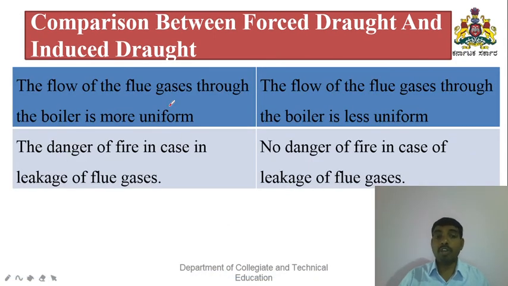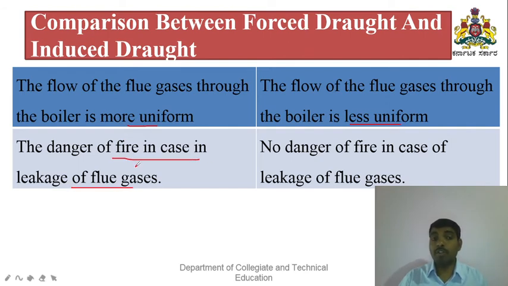Again, the flow of the flue gases through the boiler is more uniform here, but here the flow of flue gases through the boiler is less uniform. You may not expect uniform flow in induced fans, but we can expect uniform flow of flue gases through the boiler. Next, the danger of fire in case of leakage of the fire.